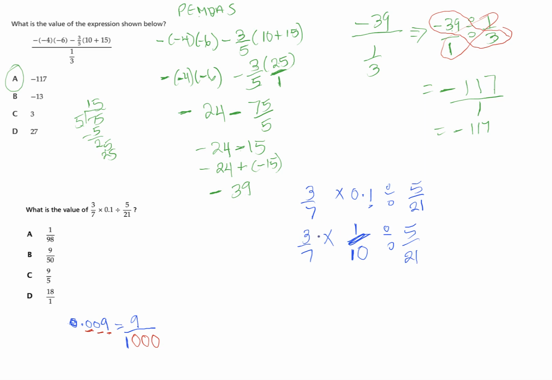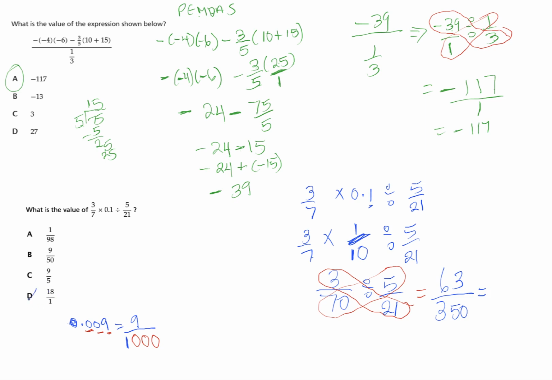If you're multiplying, you go straight across. So 3 times 1 is 3 over 7 times 10 is 70. And we're dividing by 5 over 21. So if you do that butterfly method I showed you just now, this is going to multiply. So we have 3 times 21, that's 63 over. And then the 5 and the 70 would multiply, and that's a pretty easy multiplication. That's 350.